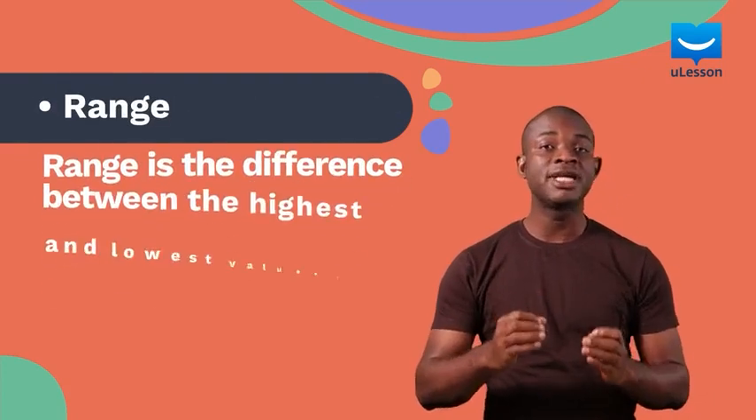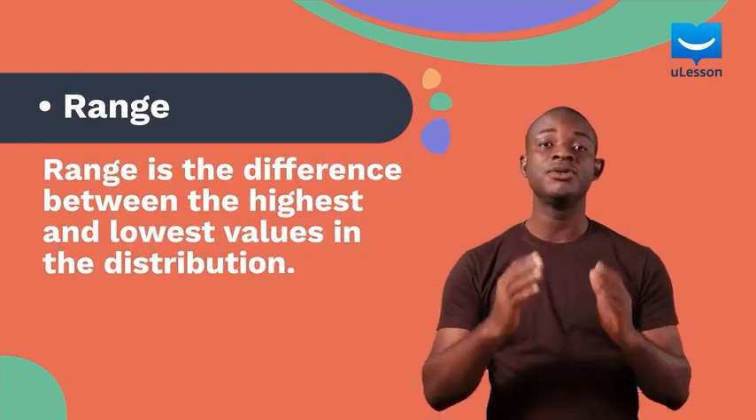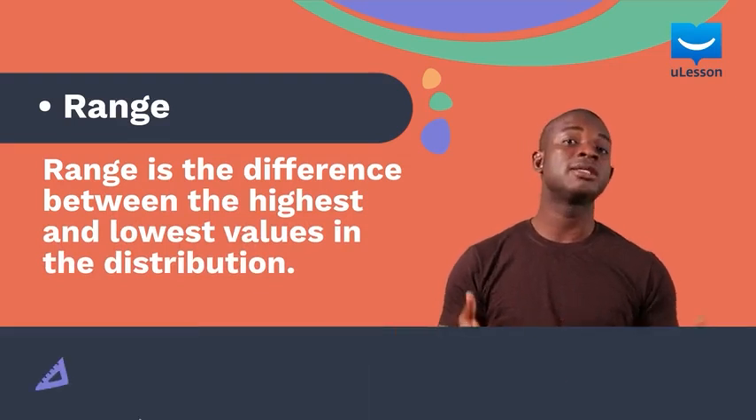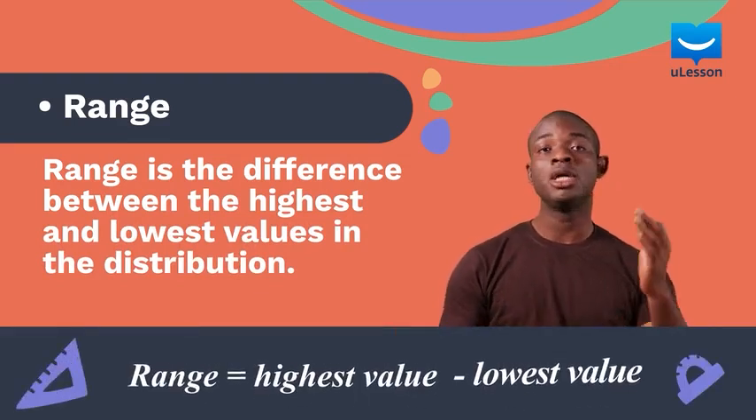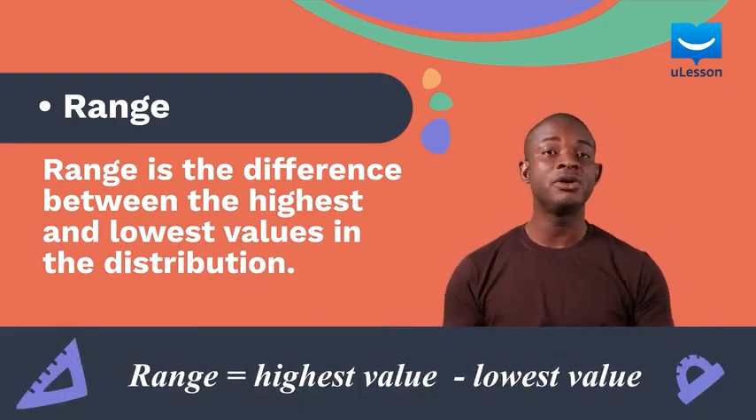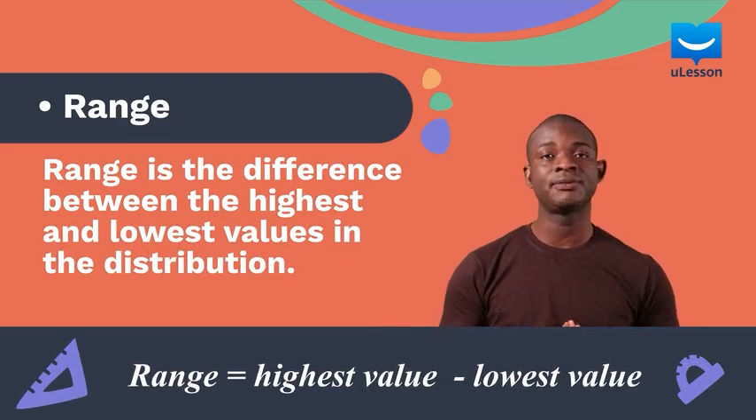The range is the difference between the highest and lowest values in a distribution. It is calculated by subtracting the lowest value from the highest value of the data entries.